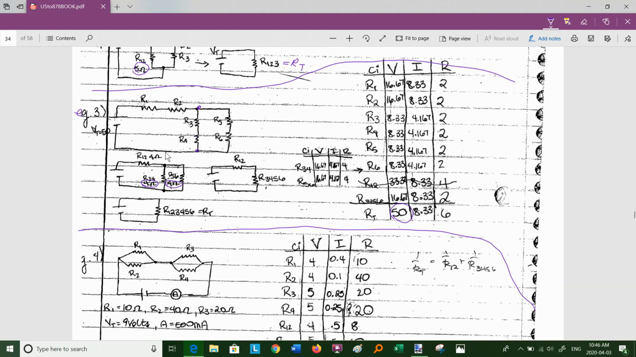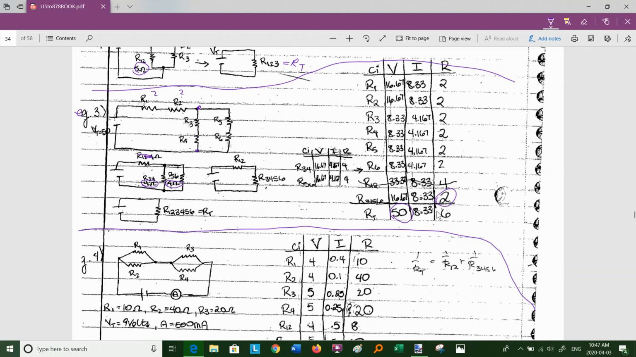Now I can get the parallel equivalent resistance. So it'll be 1 over 4 plus 1 over 4, which is 2 over 4. Take the reciprocal of that, and that's 2. So R3, 4, 5, 6, that parallel resistance is 2. Now R1 was 2. R1 is 2, R2 is 2, and R3, 4, 5, 6 is 2. So add those together. So my total resistance is 6 ohms.